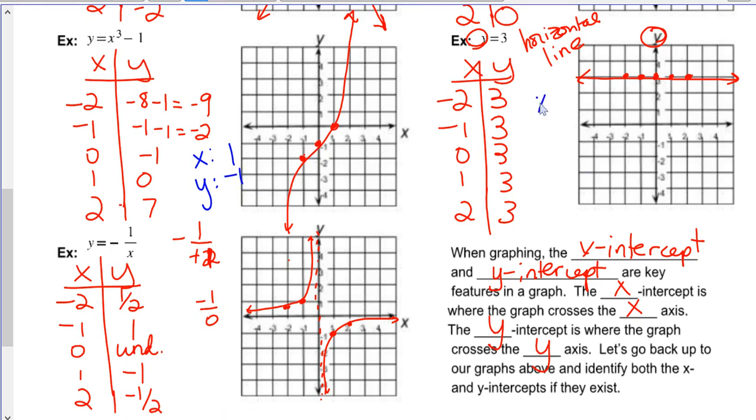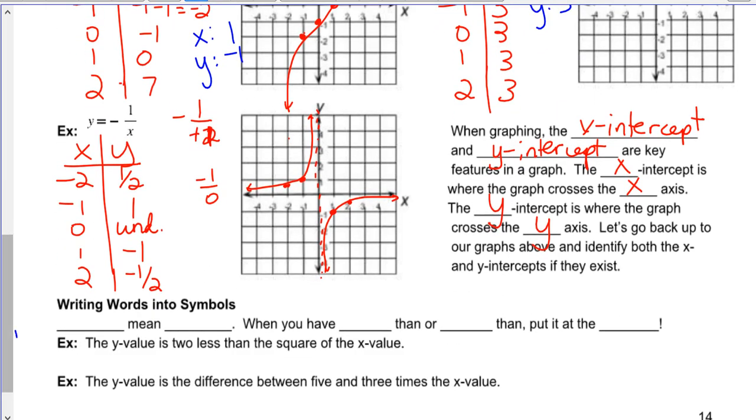For this graph, y equals 3. Do I cross this x-axis? Heck no, because I'm parallel to that axis, so there are no x-intercepts, but there is a y-intercept at 3. And notice here on this one, we are approaching the x-axis in both directions and approaching that y-axis. So for my x and y intercepts here on this graph, there are actually none.